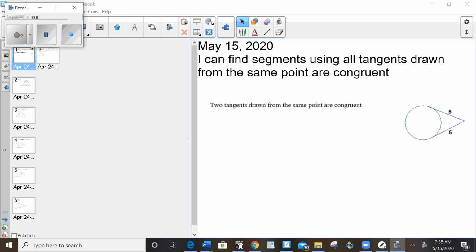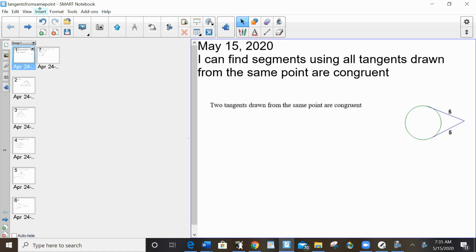Good morning. It is Friday, May 15th, and today we can find segments using all tangents drawn from the same point are congruent. This is a very short and simple lesson. It's a short and simple rule.